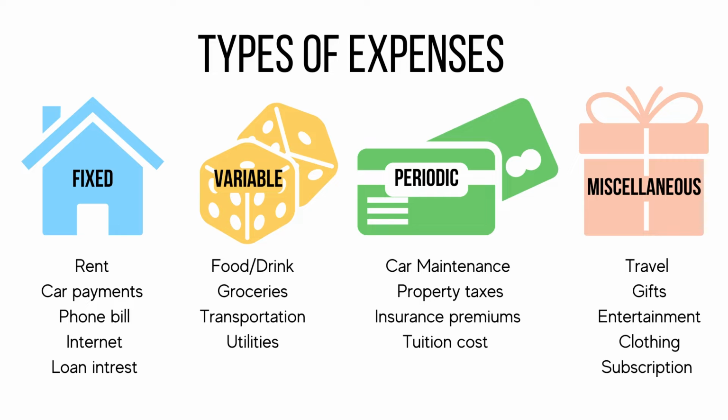Our last point for our first objective is knowing the types of expenses. Here we can see 4 categories. There's fixed, variable, periodic, and miscellaneous. Fixed is your reoccurring bills. Variables are expenses that can change throughout the month, and periodic aren't as frequent as fixed. Miscellaneous is the I wants.